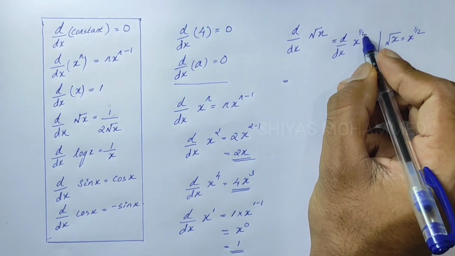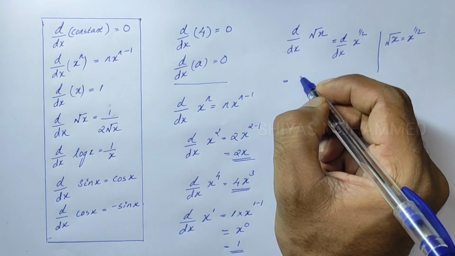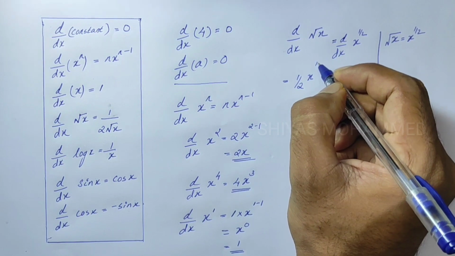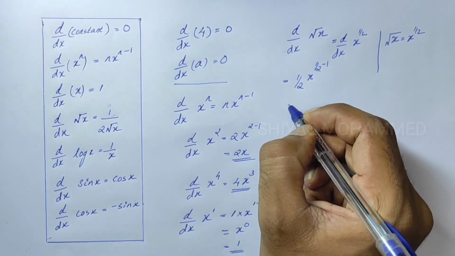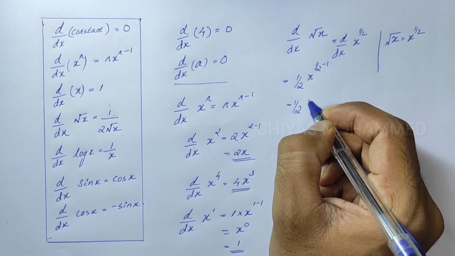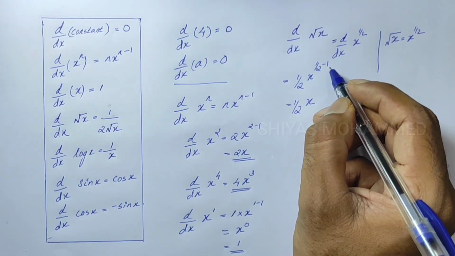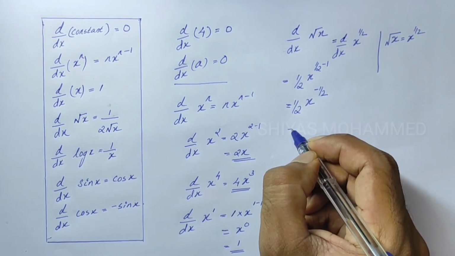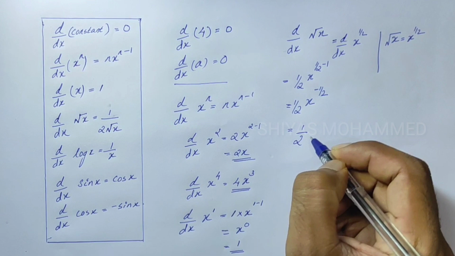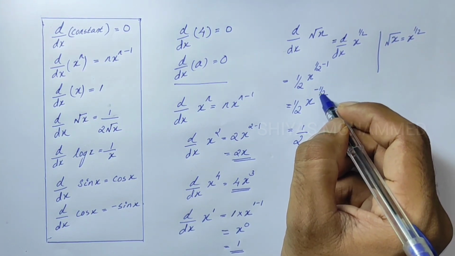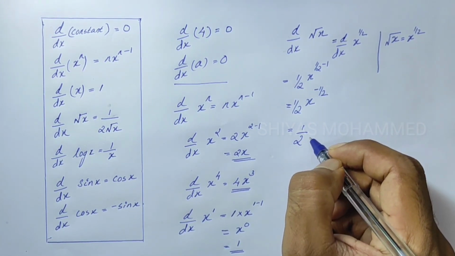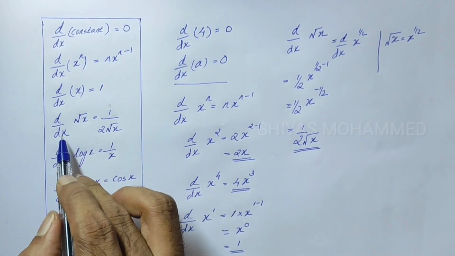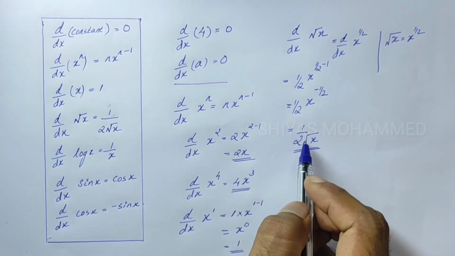So here the power is 1 by 2. This 1 by 2 we will write on the left side, so 1 by 2 into x to the power. We will subtract 1 from the power, so 1 by 2 minus 1. So it is 1 by 2 into x to the power, and 1 by 2 minus 1 is minus 1 by 2. So here it is minus 1 by 2, which is equal to 1 by 2. We know that the power 1 by 2 means root. Here the negative is there, so it will go to the denominator. So it is 1 by 2 root x. That's why we are writing the derivative of root x is equal to 1 by 2 root x.